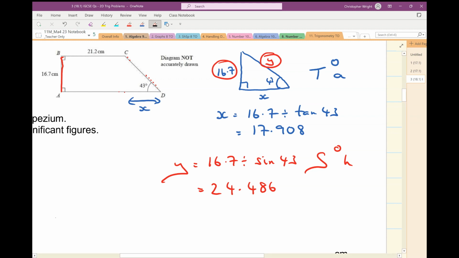All right. Now I think I can find the perimeter of this trapezium, because I've got 16.7. Let's write that down. 16.7 plus 21.2 plus the length of that, well, that was y, wasn't it?